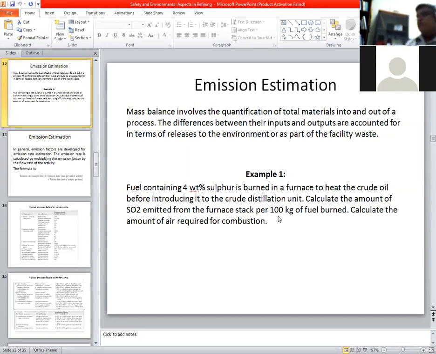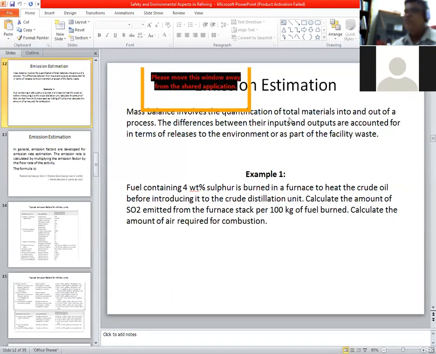The formula is actually n equal to m over molecular weight. So n we have calculated, and molecular weight we know, so we calculate the mass. That is 0.595 kilomole times 29, that is the mass. That is what we actually want to calculate.